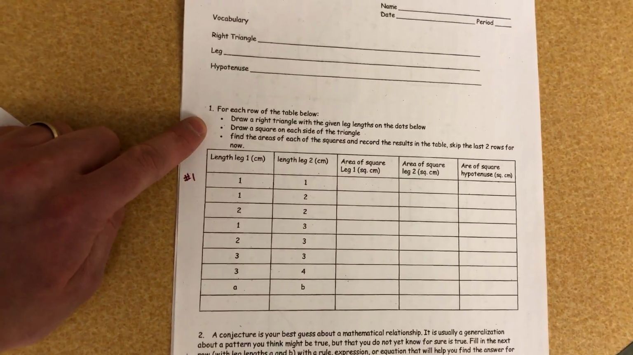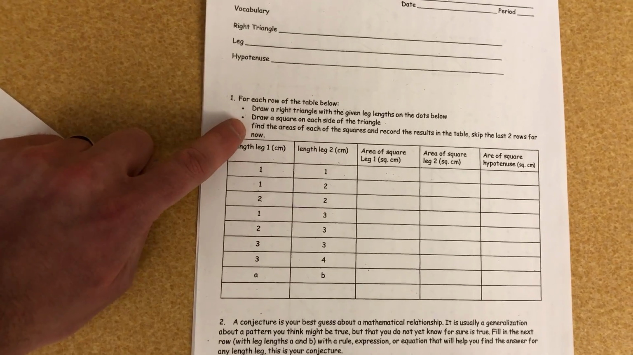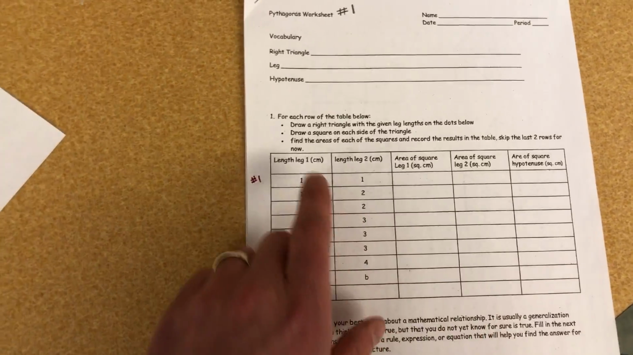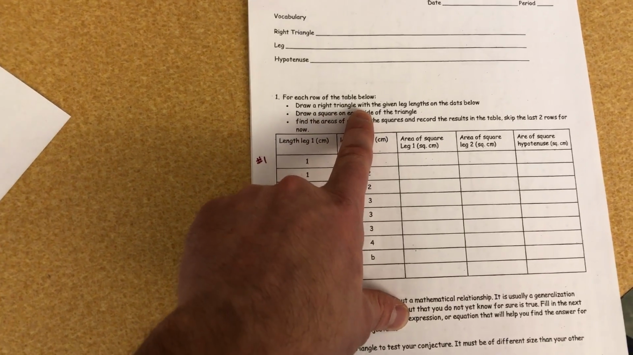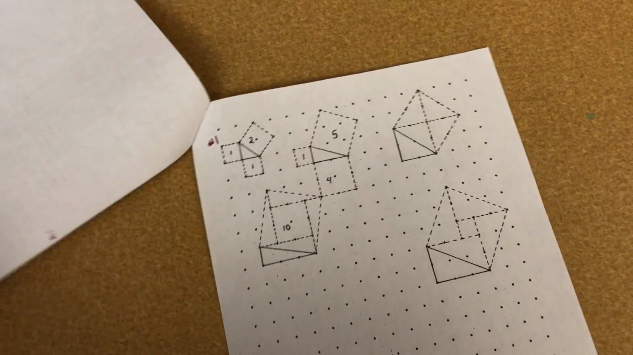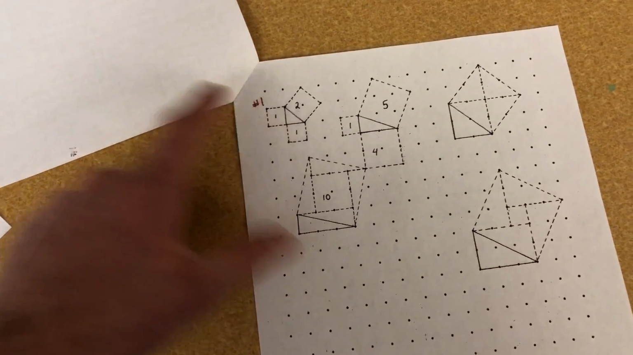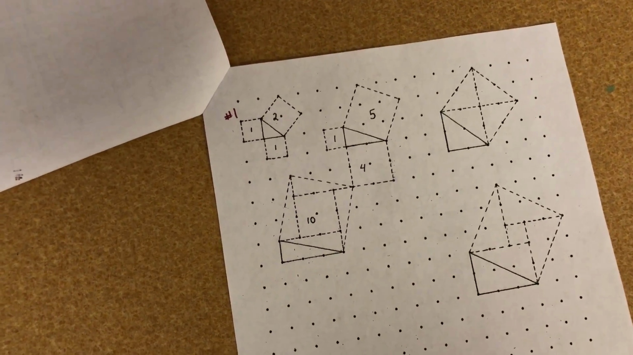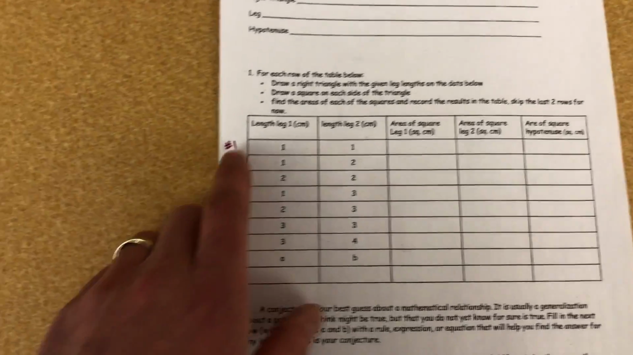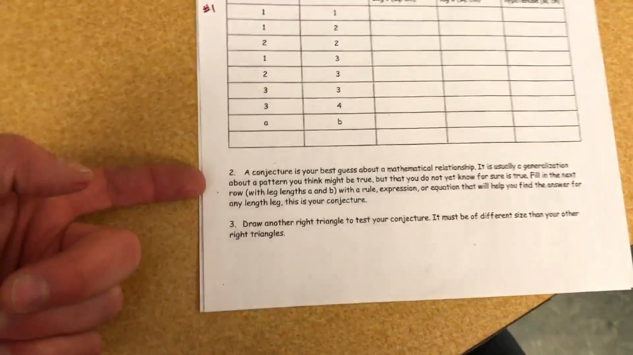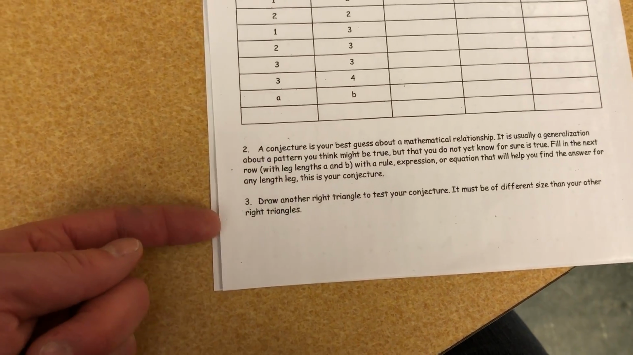It's going to be super helpful for you to very, very carefully read the instructions and fill out this table. All right, now, when it says draw a right triangle with the given lengths on the dots, well, the dots are on the next page. And spoiler alert, the first triangle has already been drawn for you. There's your first triangle. So this row, this triangle, has already been drawn for you, just so you know. Make sure you read number 2. Make sure you read number 3 as well.